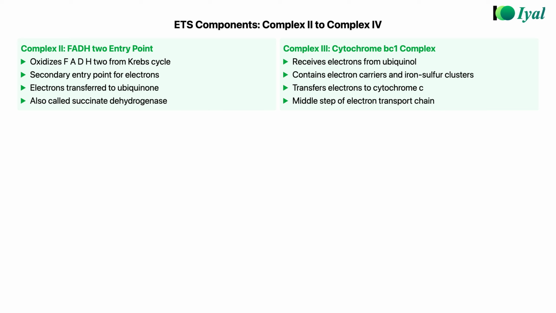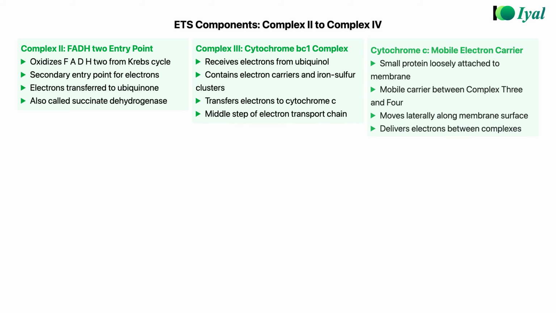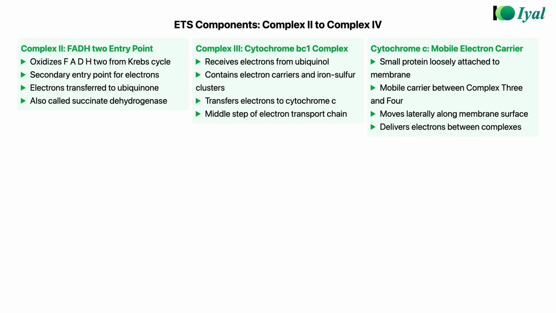Cytochrome c is ready to receive electrons and carry them to the next complex. Cytochrome c is interesting. It is a small protein. It is not firmly attached to the membrane. It can move. It shuttles between complex 3 and complex 4 carrying electrons. Think of it like a delivery person, running back and forth, carrying packages of electrons from one complex to the next. This mobility allows efficient electron transfer.